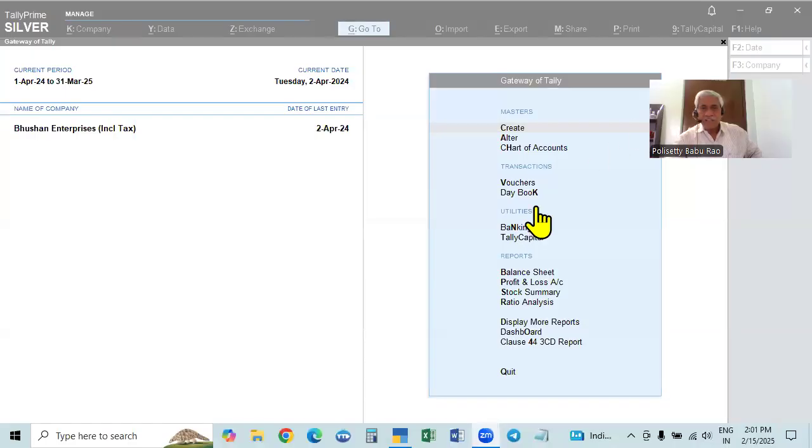Now we are entering into our topic here. What is meant by price inclusive of tax? What is meant by price inclusive of tax?